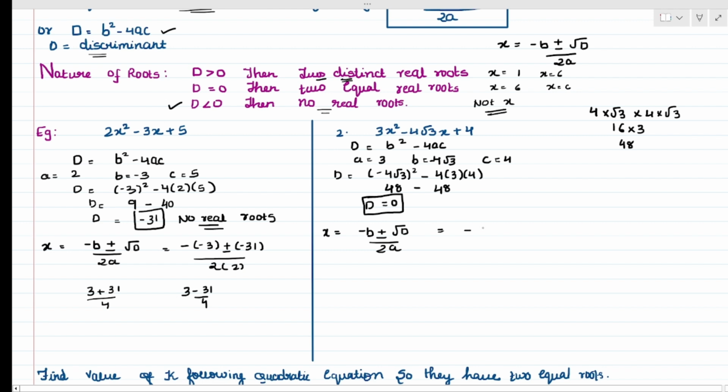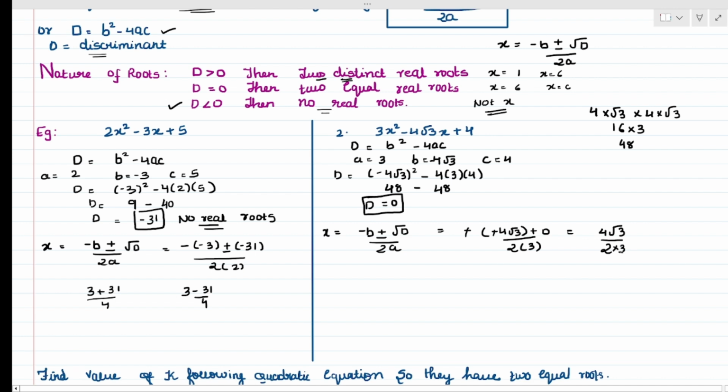So what is my b? My b is minus 4 under root 3, plus under root D, which is 0, so you can write directly over here 0, over 2. What is my a? My a is 3. So write over here 3. Minus minus gives me plus. That means I got my answer 4 under root 3 upon 2 3s are 2 into 3.